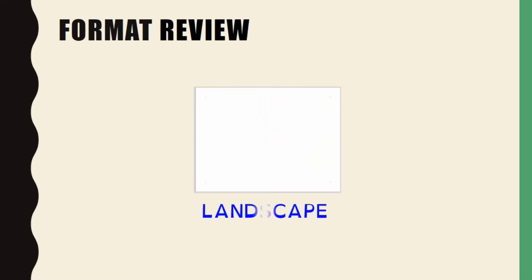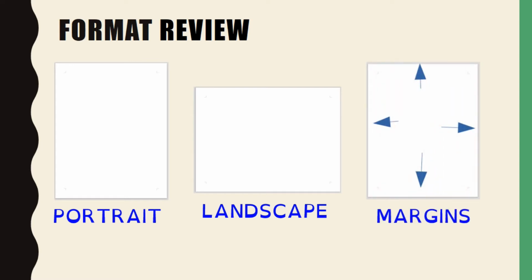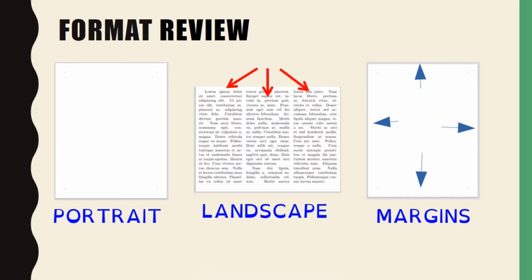All right, now let's start reviewing format. What are we looking at? Landscape. We're looking at a document in landscape mode. What's this? Portrait mode. And then last, these are the margins. Now, we have these three things with three arrows pointing to the document in landscape. What are these three things called? That's right, they're called columns.